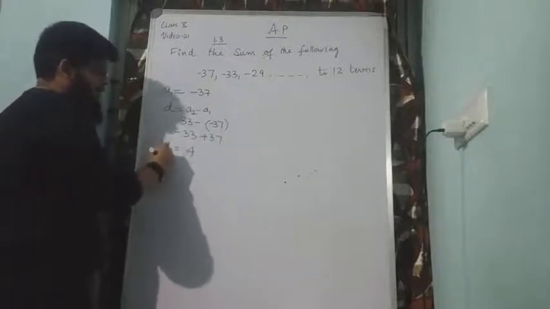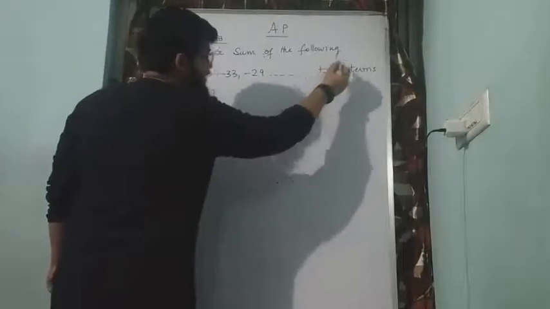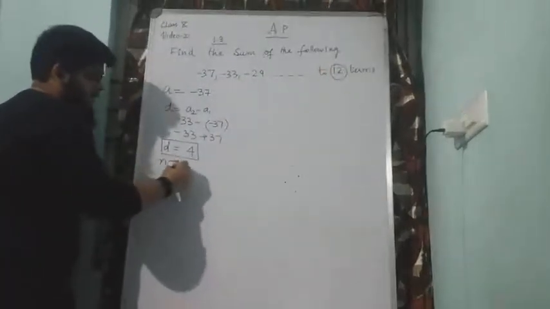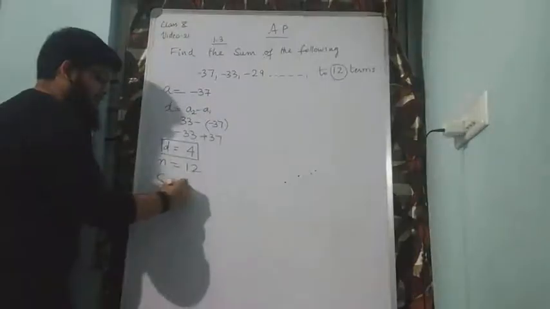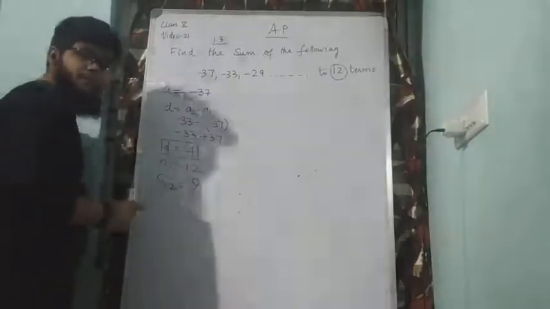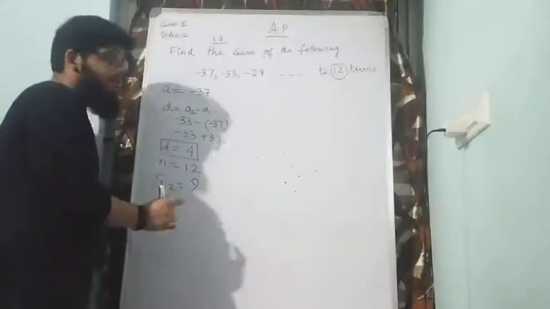So the value of d is 4 here, and up to how many terms? We should find it up to 12 terms. So the value of n will be 12 for this problem. That means I should find out S12. When I say S12, what does it mean? It means the sum of 12 terms, right?